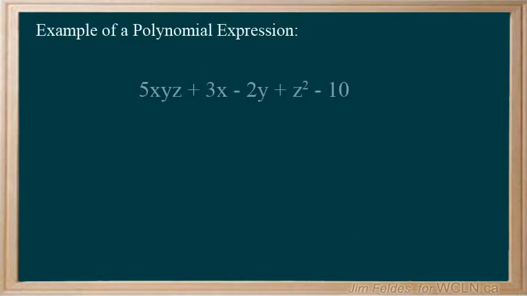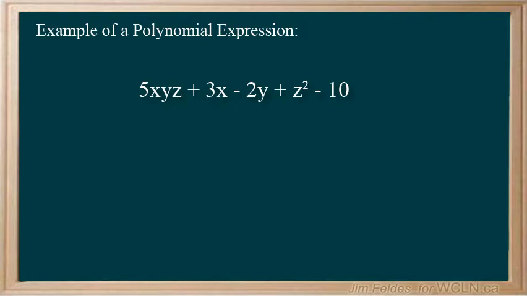Here's an example of a polynomial with several terms in it. Let's use our understanding of math terms to decide how many terms there are and identify the parts of each term. First, how many terms do we have? We look for the pluses and minuses and what they're separating and count. 1, 2, 3, 4, and 5. We have 5 terms in this expression.